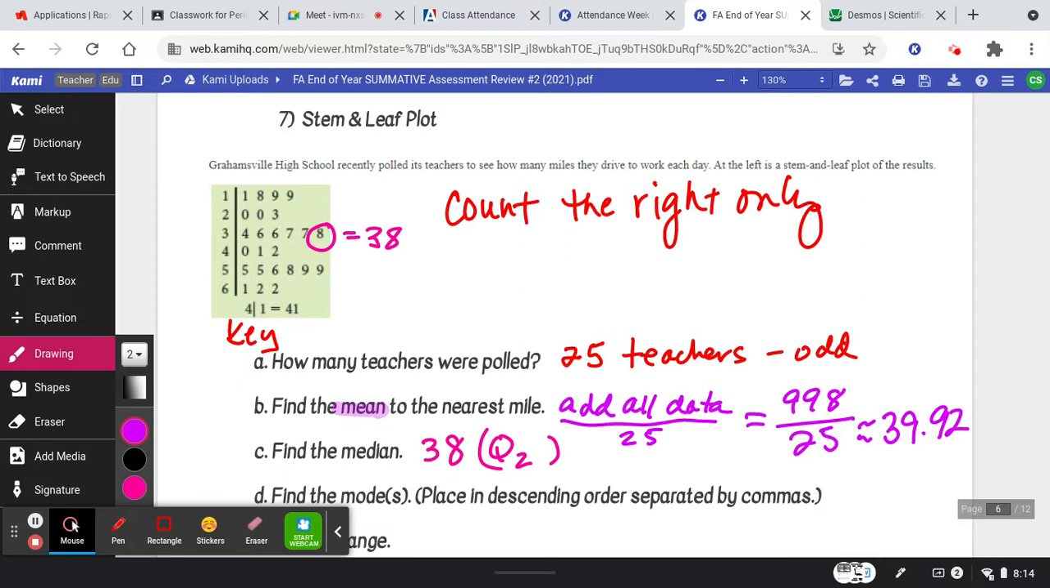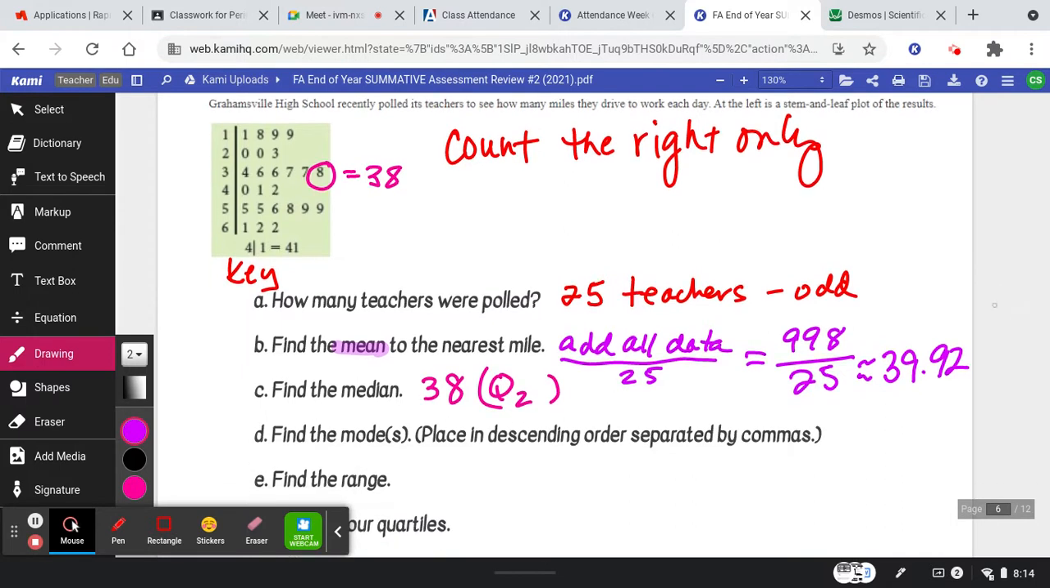Okay, let's go to the mode. Notice there's a little hint here. Place in descending order separated by commas. So it's like, wait a second, can there be more than one mode? Why, yes, there can. So I'm over at you, Roberto. And this time, Roberto, looking at things that are occurring more than once. Mode means most. What numbers are you noticing that are occurring more than once?